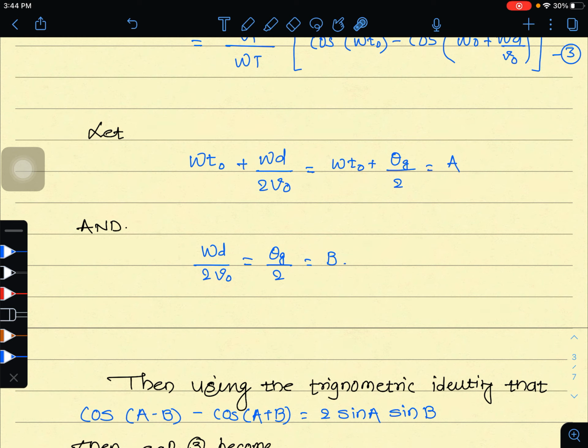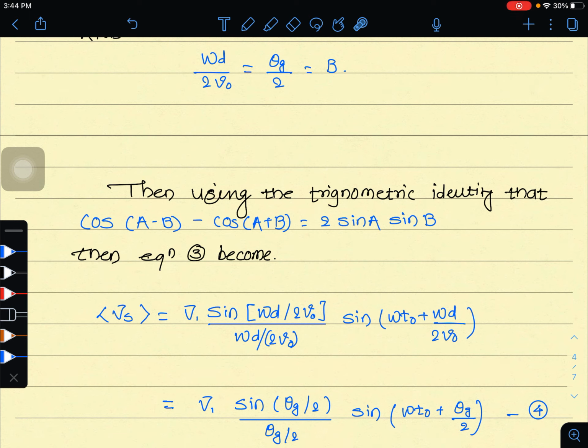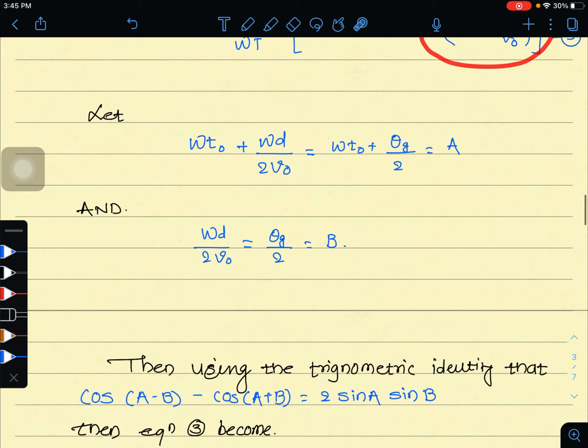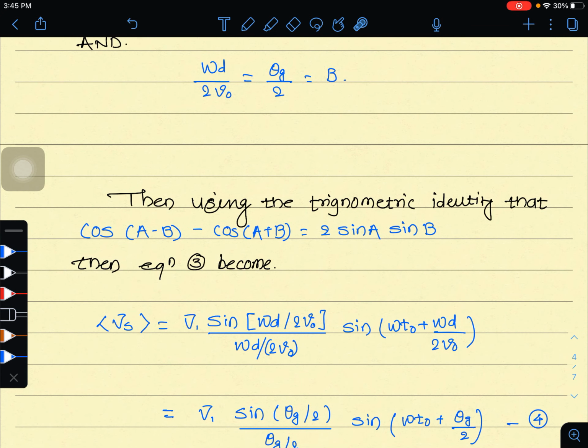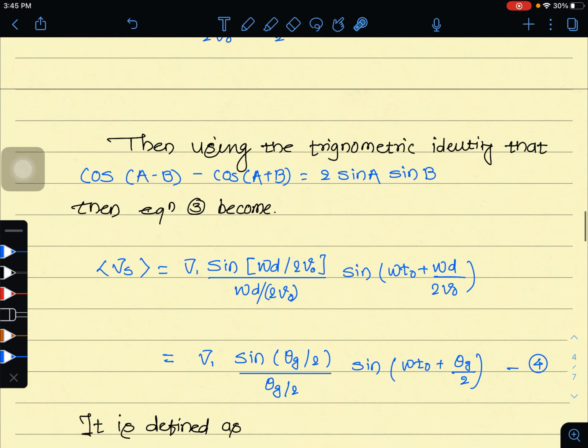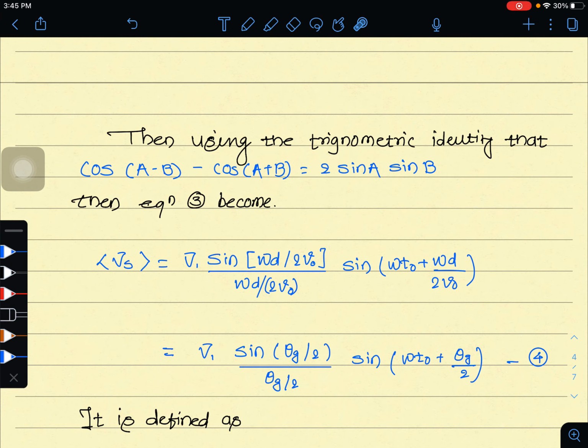Because we want to use the trigonometric identity. And what is the trigonometric identity? That is cos of A minus B minus cos of A plus B is equal to 2 sine A into sine B. Now, simply, equation number 3 can be written as Vs is equal to V1 sine of omega d by 2v0, and the whole divided by omega d by twice v0.